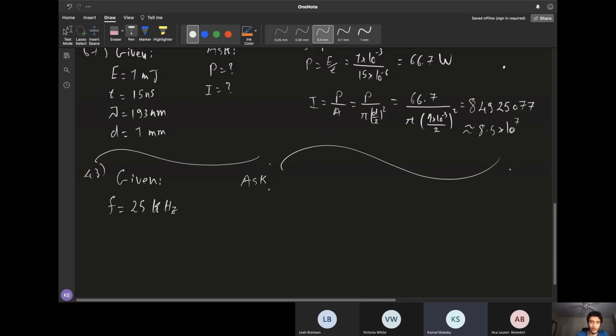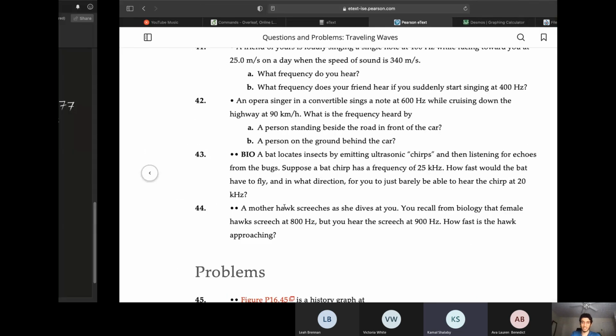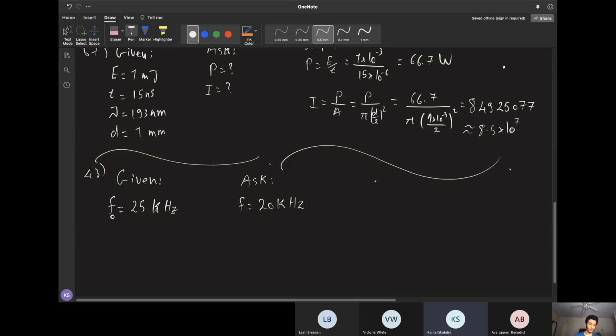It asks for what frequency, like the frequency I hear. Okay, so this is f naught. Oh, I see. So when it's 25 kilohertz, you can't hear that, but at 20 kilohertz, we can hear that. So the question is how fast and which direction it's going. Now it's the case where you are stationary, but the source is moving either towards you or away from you. So my question to you is, is the bat moving towards you or away from you for the frequency to decrease?